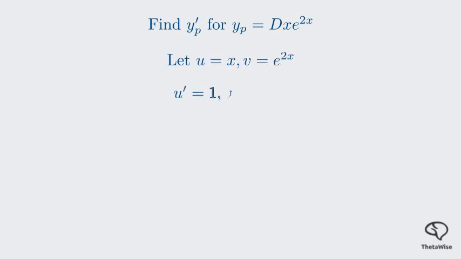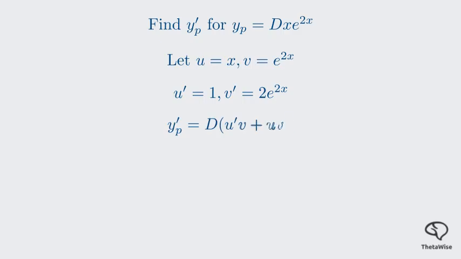We have y sub p equals d times x times e to the 2x. This is a constant d times a product. For the product x times e to the 2x, we'll let u be x and v be e to the 2x. The derivative u prime is 1. The derivative v prime is 2e to the 2x. Now we apply the product rule.